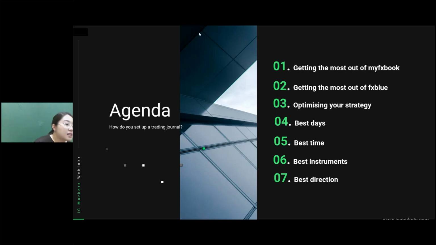Okay, so I personally use FX Blue. FX Blue is by IC Markets. If you guys want to link up your trade, you can as well. And then we're going to look at how you can optimize your strategy. Optimizing a strategy is basically technical analysis, your best days, the best time frame, the best instruments, and the best direction to go for. So these are some of the things we're going to cover today.